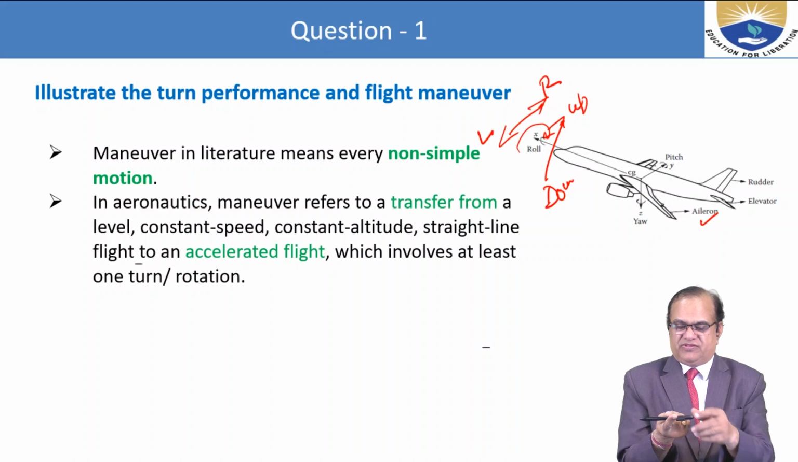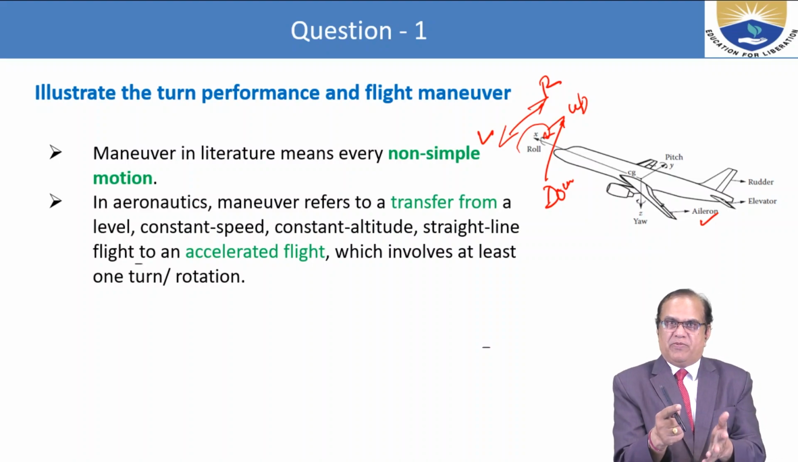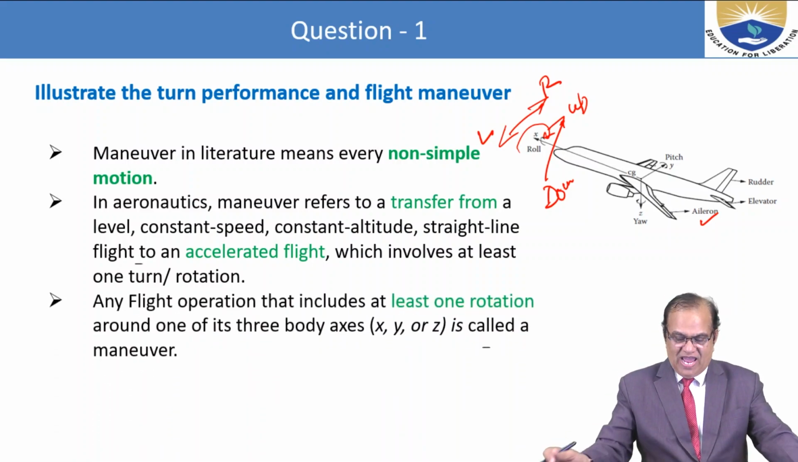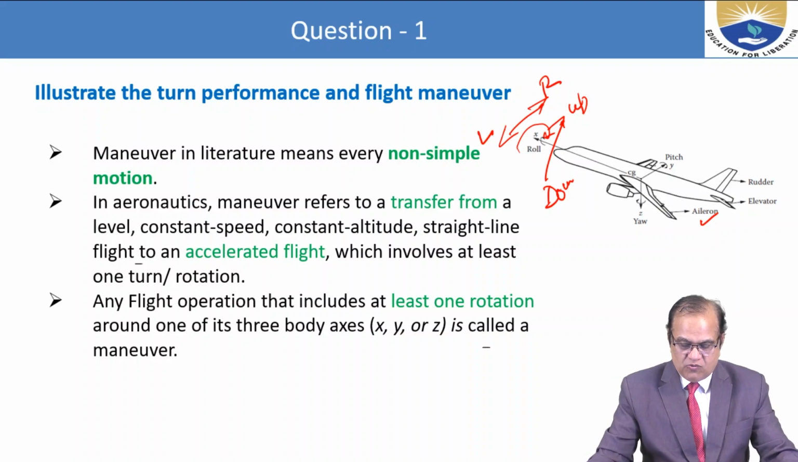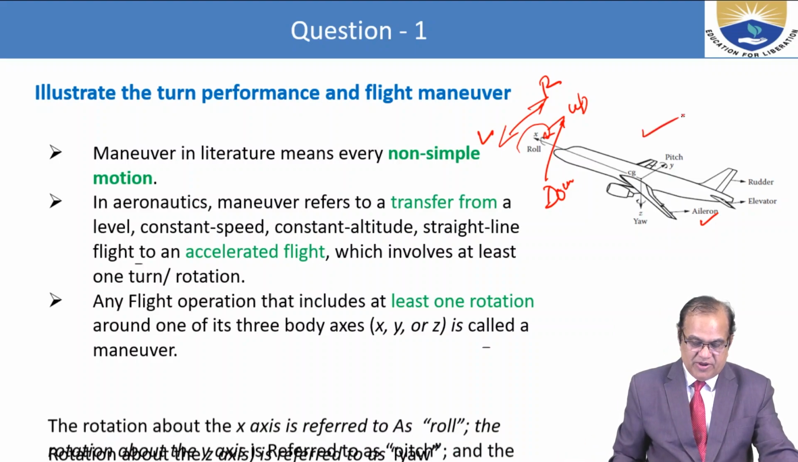So if this is the aircraft, rolling is moving the wing down and up. This is called the rolling. Any flight operation that includes at least one rotation around one of its three body axes, x, y and z, as shown in this diagram, is called a maneuver.